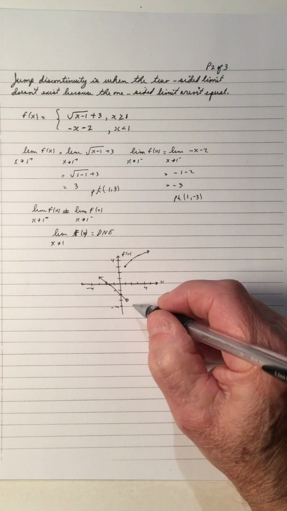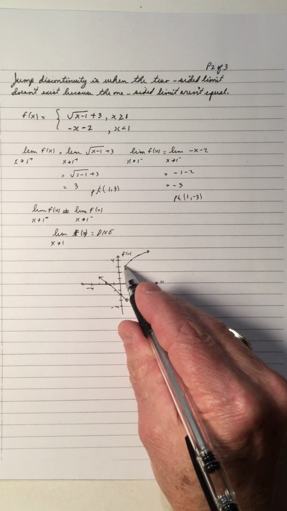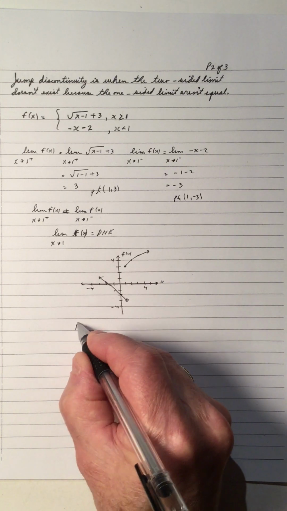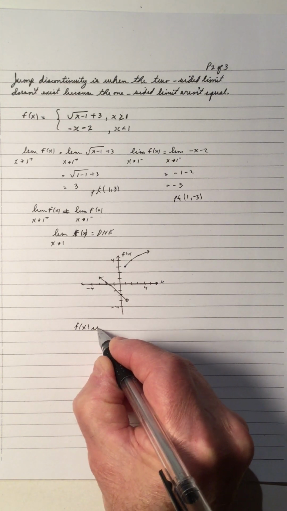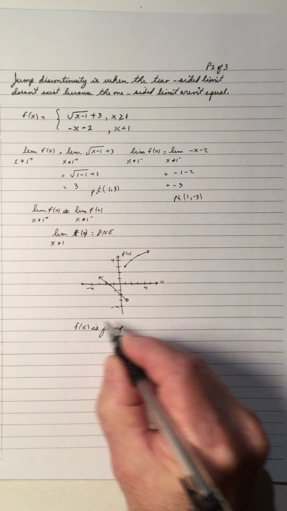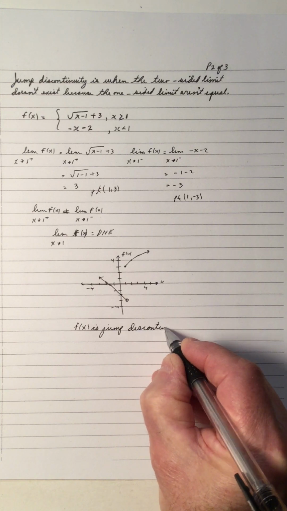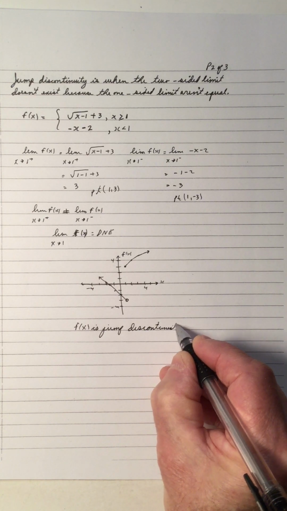So notice that because of this graph, we can see that there's a jump. So f of x has a jump discontinuity. Just take the time to spell that out.